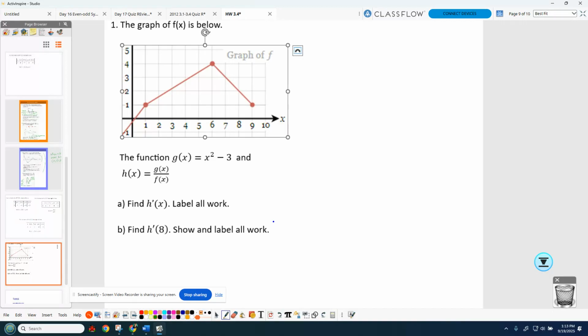You just do G prime of X, which is 2 times X. So 2 times 8, 16. Yeah, so over negative 1, which is the slope of the graph, is negative 1. No, I'm talking about G of X. I wrote F prime of X.